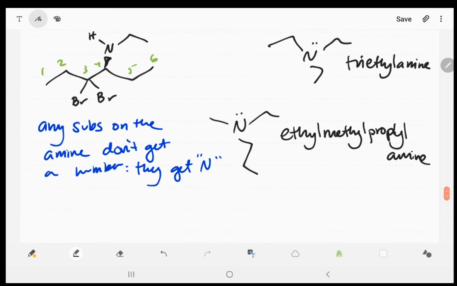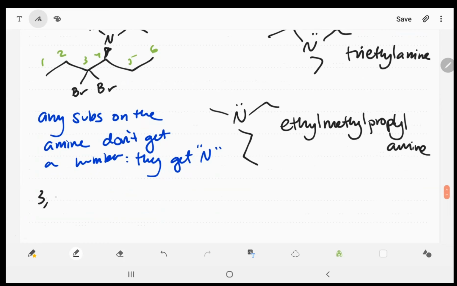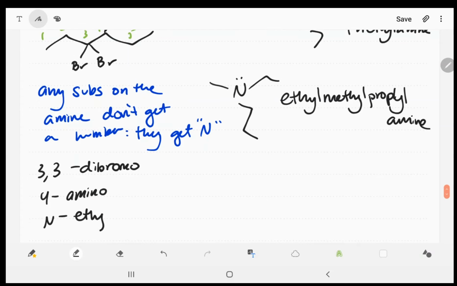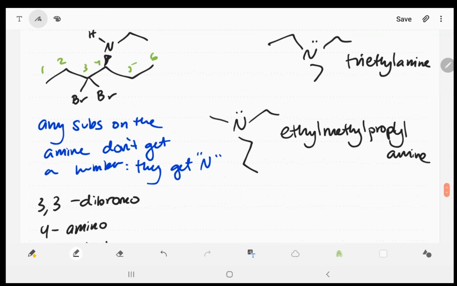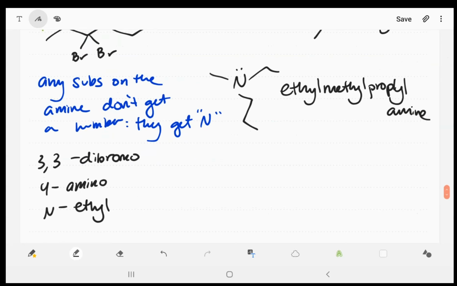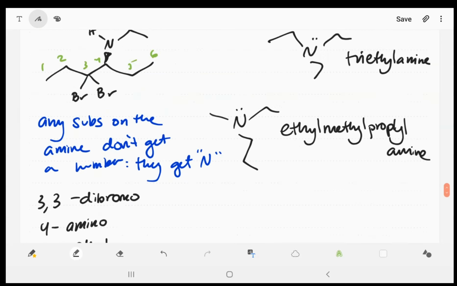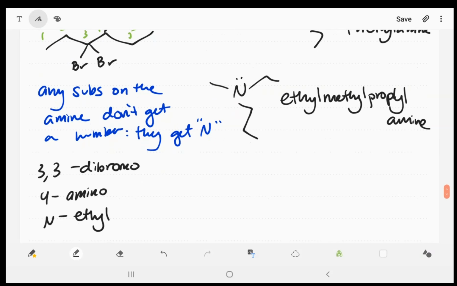We're going to see that on carbon 3 and 3 we have a dibromo. On carbon 4 we have amino. On the nitrogen we have an ethyl. That's how we name it. So we don't have to use the parentheses here. We just say, well, on this nitrogen there's an ethyl group. Boom, done. N-ethyl. And the N, we pretend it's a number, so the N doesn't count for alphabetical order.